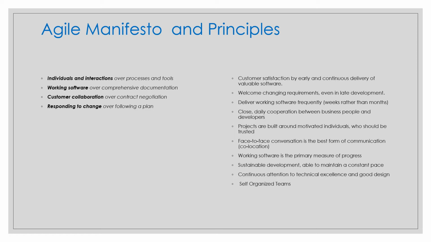What manifesto, what rules are there? There are four values in the manifesto for Agile. Individuals and interactions over processes and tools: skillful and committed people working together towards a common goal. Working software over comprehensive documentation: the primary purpose is to build a working product, not tons of documentation. Communication is the focus area. That is working software over comprehensive documentation.